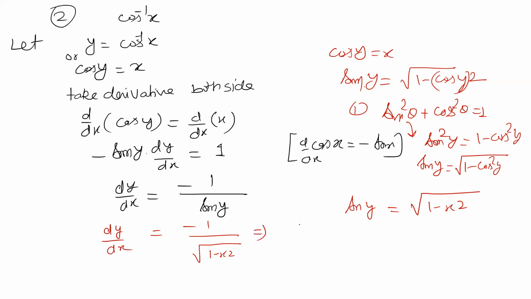You can also write it this way. What is the value of y? We assumed y is cos inverse x. Okay, then the derivative of cos inverse x is minus 1 by under root 1 minus x square. This way we can find its derivative. So take a third question.